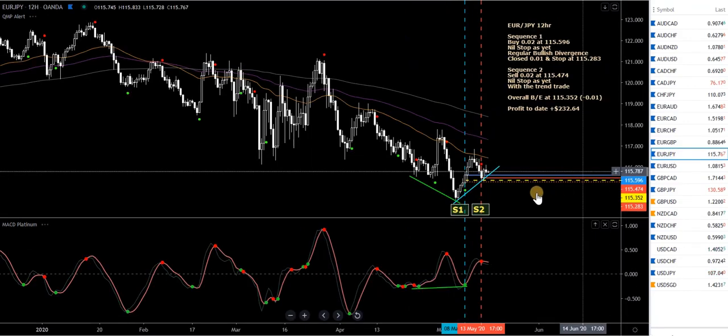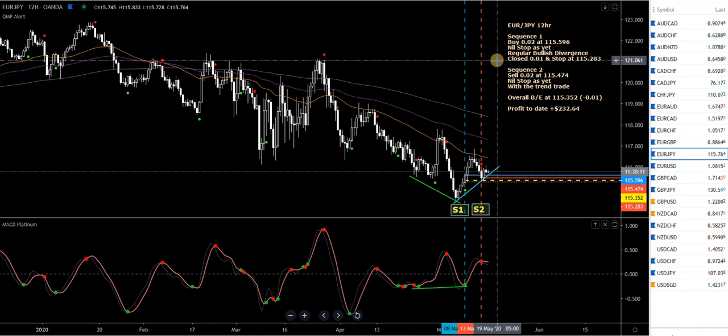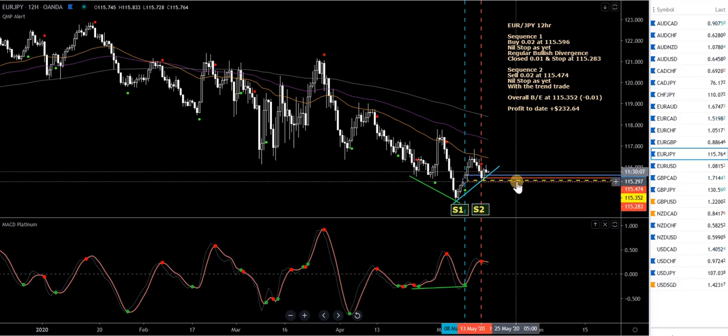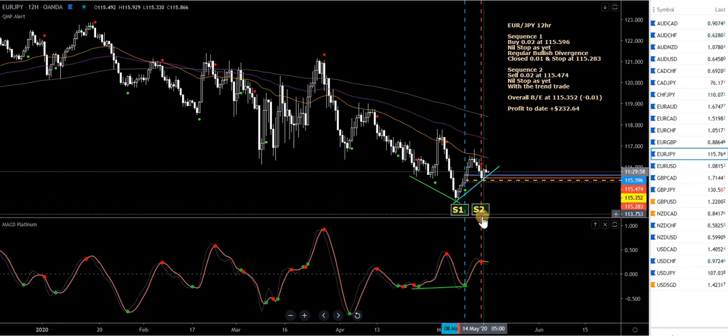Euro yen. Sequence 1, sequence 2, what are we doing here? I've just got to read my notes. Close sequence 1, it was a buy, it's already closed half, got a stop in place down here. Sequence 2 was a sell, not going too well, went against me already, but starting to head down now.